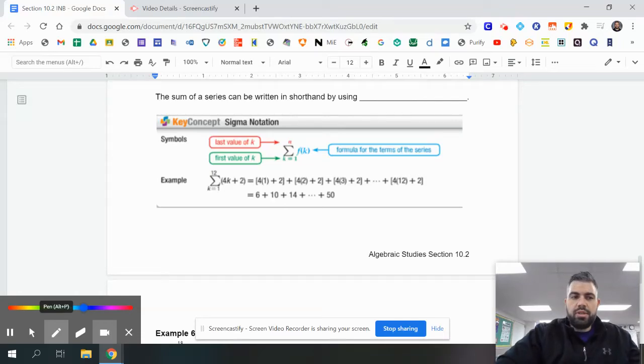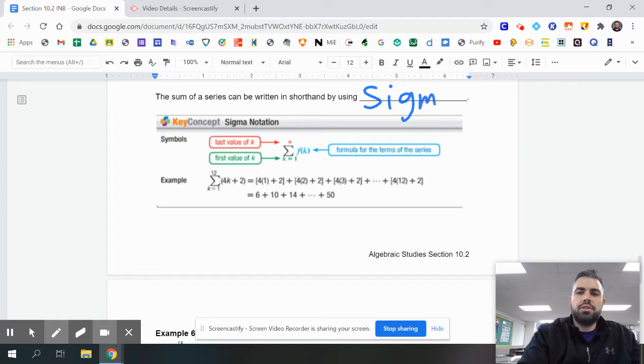Now, the last and final thing we're going to be talking about in section 10.2 is sigma notation. So what is sigma notation? Well, sigma notation is a shorthand way of writing a series, okay? And you've seen it before.